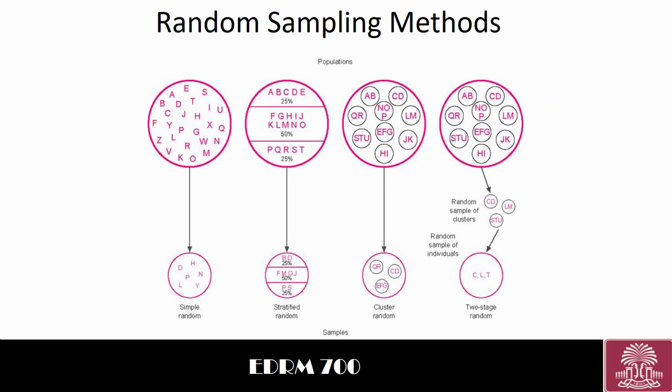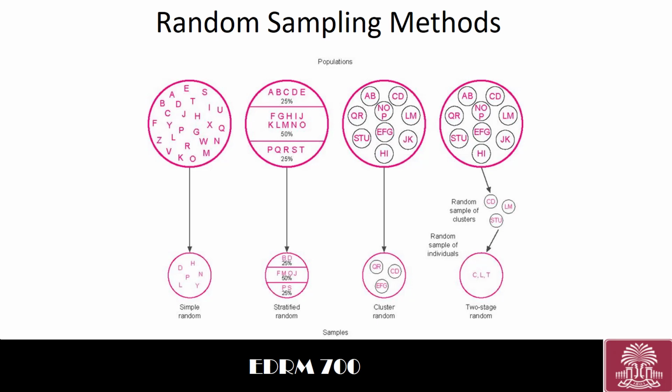This graph nicely shows the major random sampling methods. Please take some time to look at this graph in order to understand the differences between these methods, especially the differences between stratified random sampling and cluster random sampling. Also note that these methods may be combined.